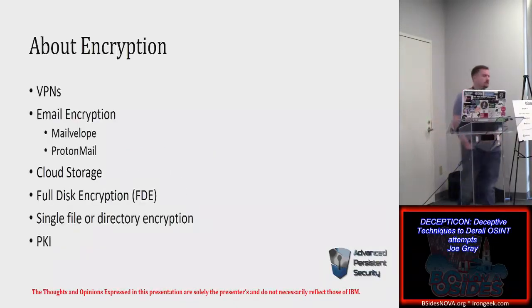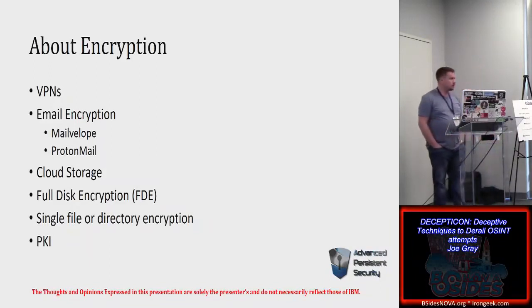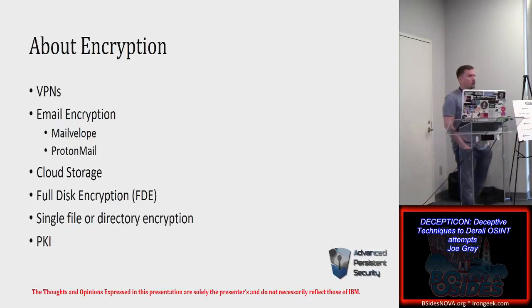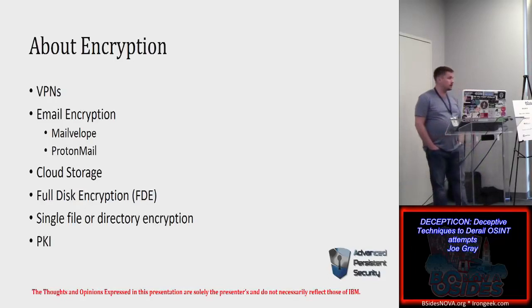So encryption, use it. You've got your VPNs. Use your email encryption. Proton Mail, if you're emailing someone else at Proton Mail, it's end-to-end encrypted. Consider your encrypted messaging apps: Signal, Wickr, Wire, WhatsApp, Facebook secret conversations. Your cloud storage, again, full disk encryption. Determine if you need to encrypt a single file or directory. And if you're dealing with PKI, be cognizant of the data you're putting into the certificate as well.